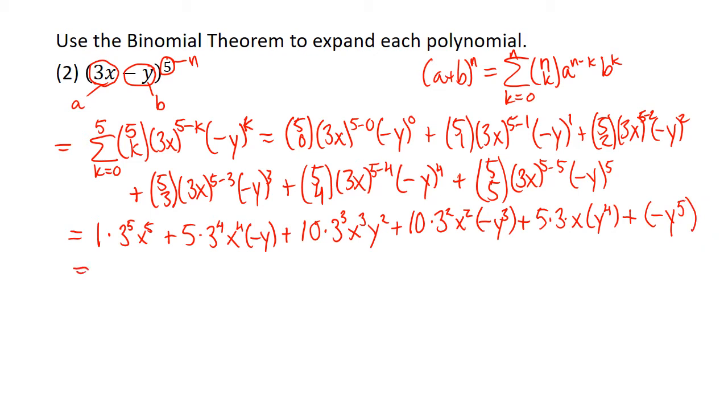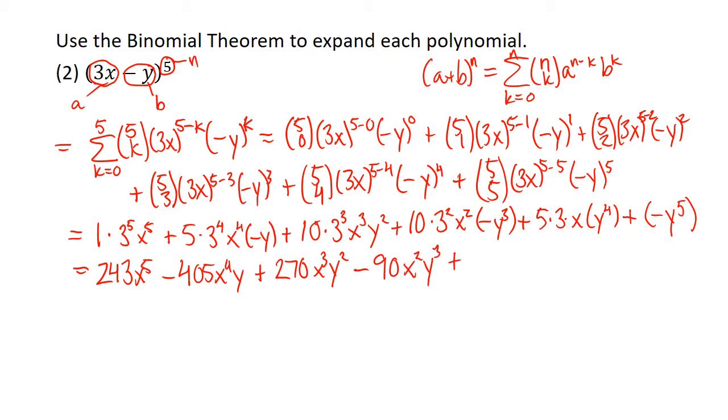Okay, and then I just need to make another pass through there again and multiply all the coefficients together, put the negatives in front. So when I do that, I get 243x^5 minus 405x^4y, and then 270x^3y^2, and then minus 90x^2y^3, and then plus 15xy^4, and then finally minus y^5. And that is the whole final answer there.